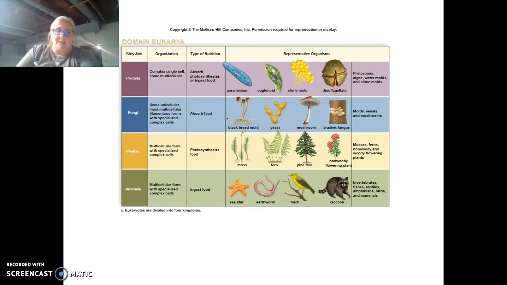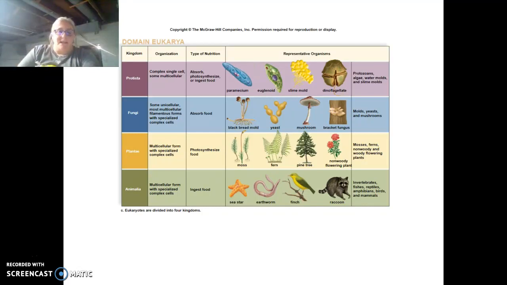Dinoflagellates are considered protists that make up the zooplankton in the environment. Slime molds are considered multicellular, but they're often taken out of the Protista grouping and put in other groups. So slime molds, I don't really put as a protist. That's why I say protists are single-celled organisms. I consider slime molds their own little group.